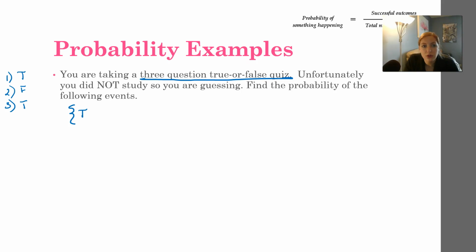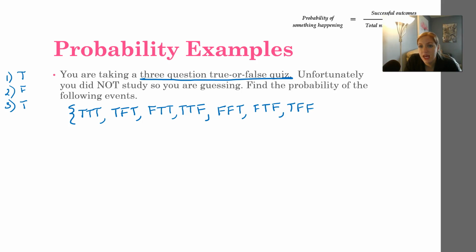You could have all trues. We have true, false, true. Then we could rearrange that. It could be false, true, true. True, true, false. I'm looking at the options where there's only one false present. You could have 2 falses and 1 true. Then we just rearrange that. True, false, false. And then the last option would be if you just randomly guessed and said, hey, they're all false.